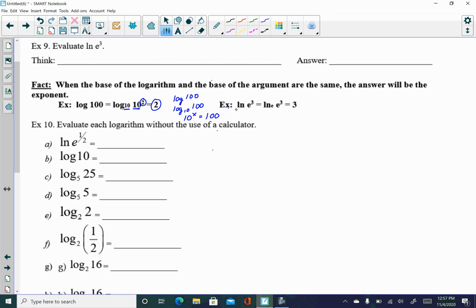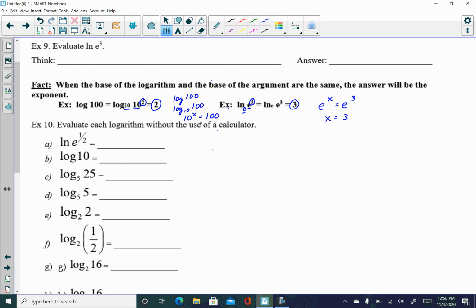Just the example over on the right, natural log of e cubed, this is base e. The base and the argument match up, so the answer is just the exponent, 3, final answer. So again, here it's saying e to the what equals e cubed? Well, x has to equal 3. So let's do a couple of these down here in example 10 below.